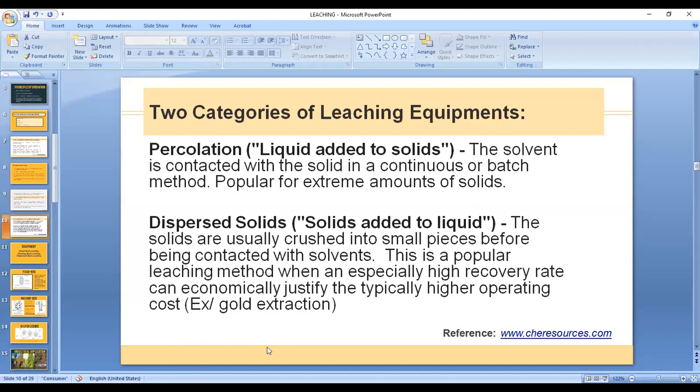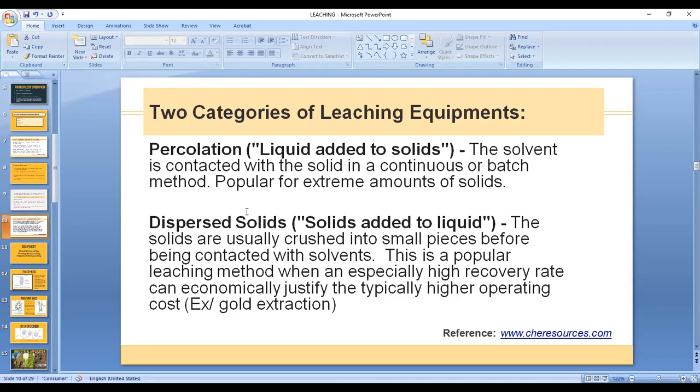So for leaching equipment, we can either have percolation or we can have dispersed. From the term percolate, the solvent is contacted with the solid in a continuous or batch method, peculiar only for extreme amounts of solids to be processed at a time. So we use percolation. For dispersed solids, it is the solids that are added to the liquid. The solids are usually crushed into small pieces before being contacted with the solvents, and this is popular when high recovery rate can economically justify the high operating cost of the process.